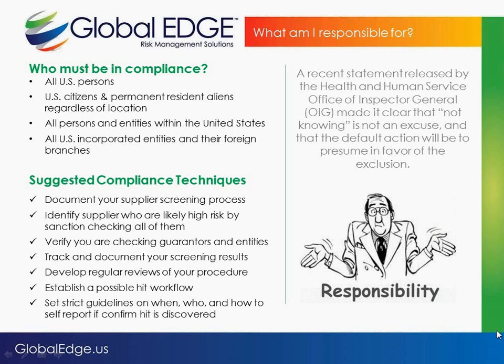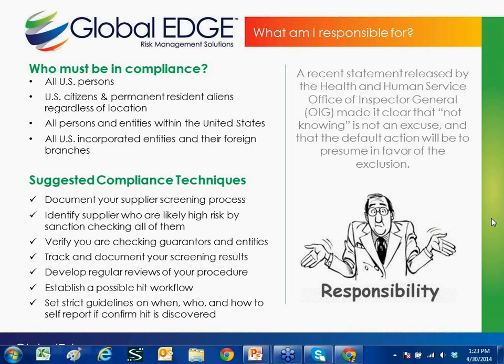Now that you've considered what you should do, you need to answer the question, what entities and individuals do I need to sanction check? The U.S. government states every person and company within the borders of the United States is responsible to conduct sanction checks. Even if the organization is headquartered or has a branch elsewhere, or someone is just visiting the United States, or a U.S. resident located abroad, the U.S. government expects you to not do business with sanctioned or excluded persons or entities.